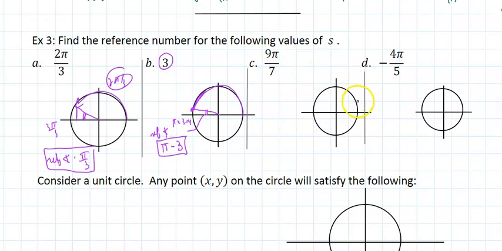What if I'm running to 9 pi over 7? Well, this is 7 pi over 7. This is 14 pi over 7. Isn't 7 pi over 7 right there? And 9 pi over 7 is a bit more. By how much? If you went from 7 pi over 7 to 9 pi over 7, isn't the reference angle 2 pi over 7?